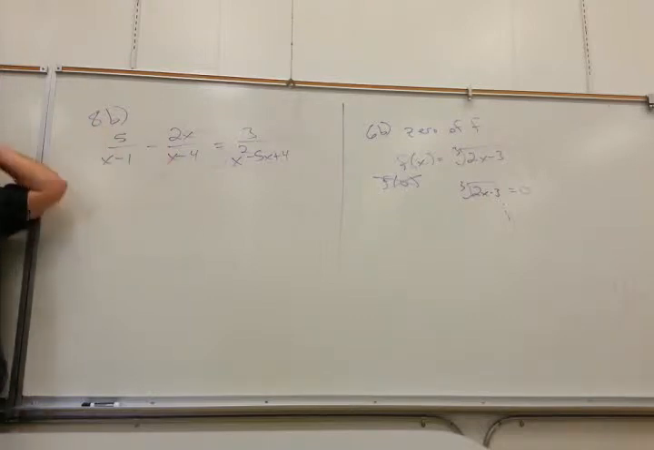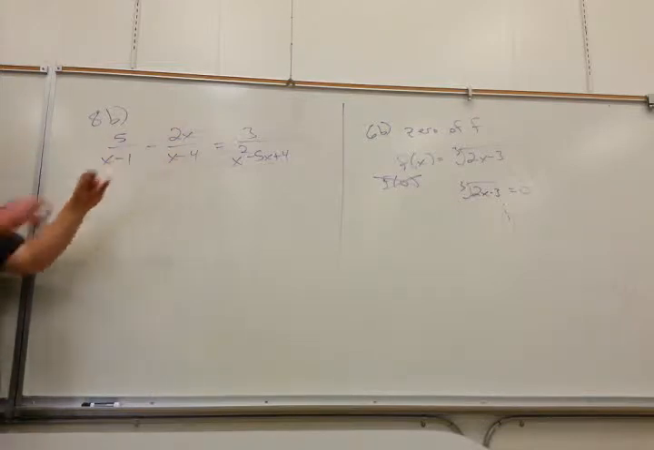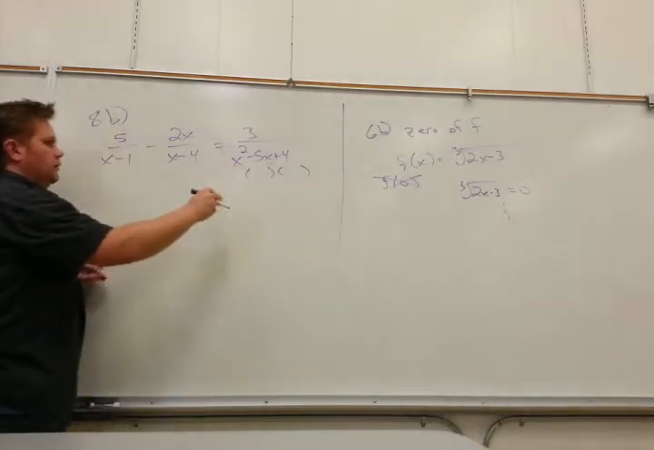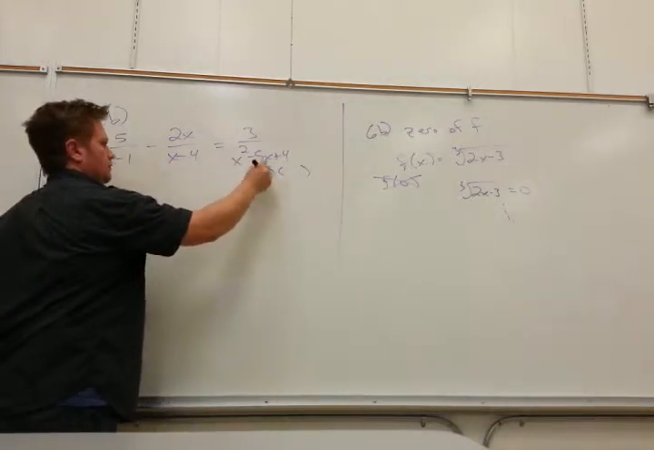What do I need to do here? Least common denominator. Yeah, I need to see what everybody's made of. I see that's made of x minus 1, x minus 4. This is made up of, incredibly enough, this and this.